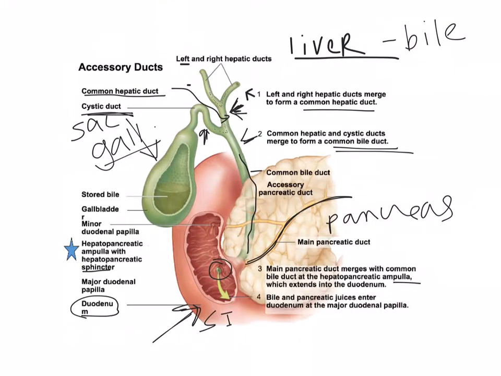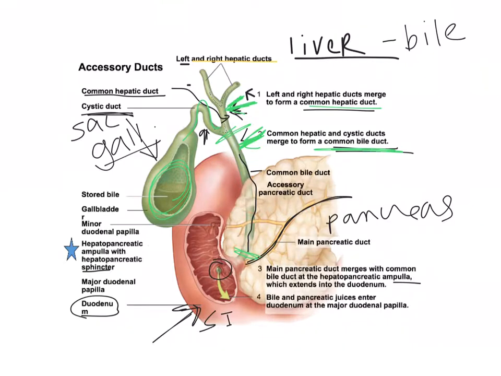Gallbladder. Okay, so let's start at the top again. So if we start at the top, the right and left hepatic ducts combine and they form the common hepatic duct. That's what's coming from the liver. Then the gallbladder and cystic duct come together and they form the common bile duct. So the common bile duct is right here. It's all of this.